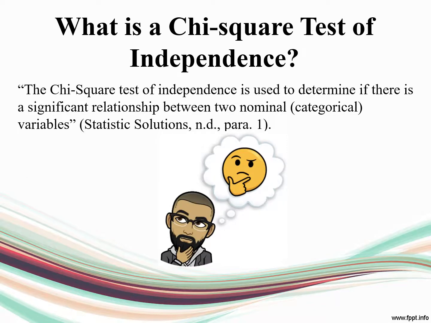So what is a chi-square test of independence? As directly quoted from Statistical Solutions, a chi-square test of independence is used to determine if there is a significant relationship between two nominal variables. So now that you have a general understanding of what I'm trying to accomplish with such tests, let us begin.